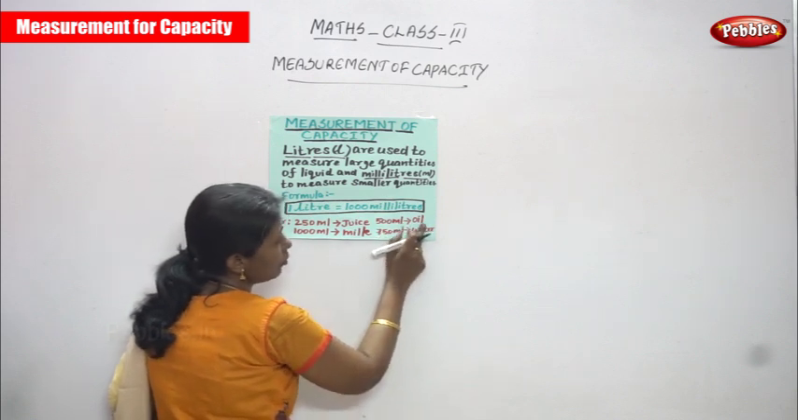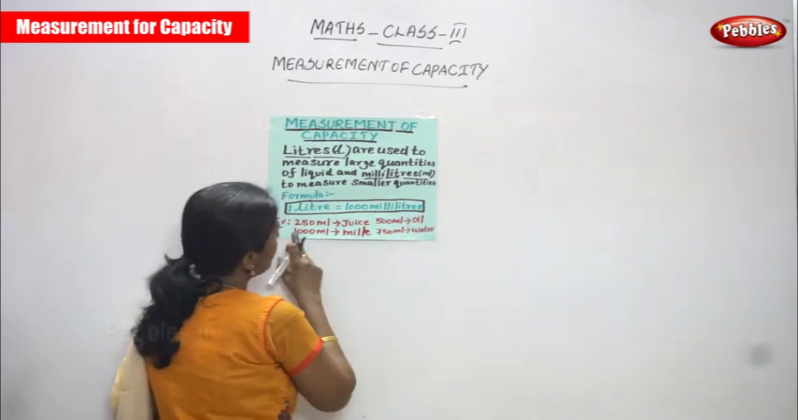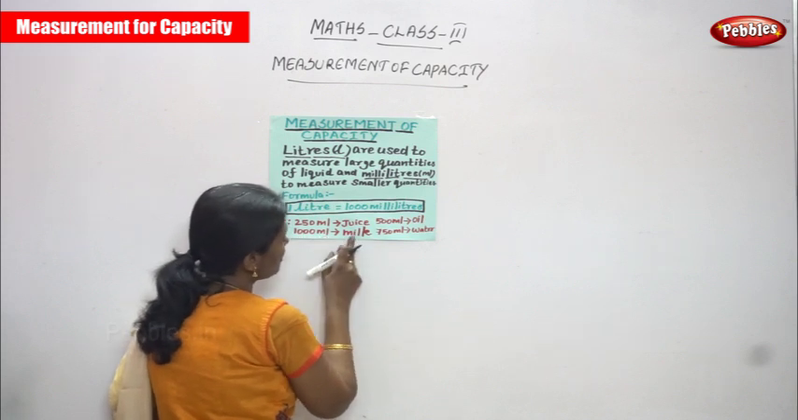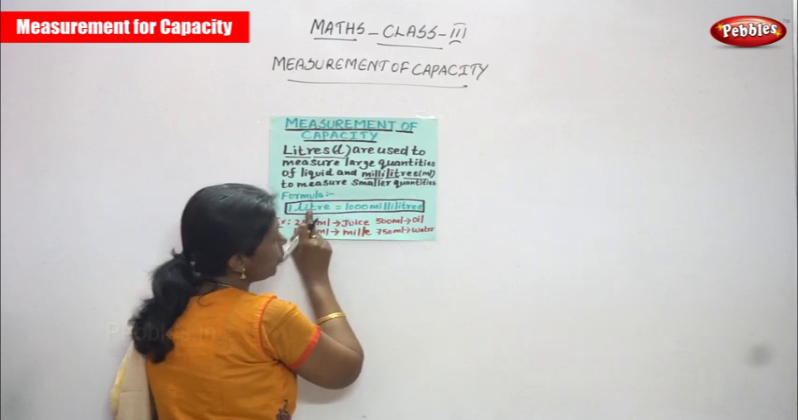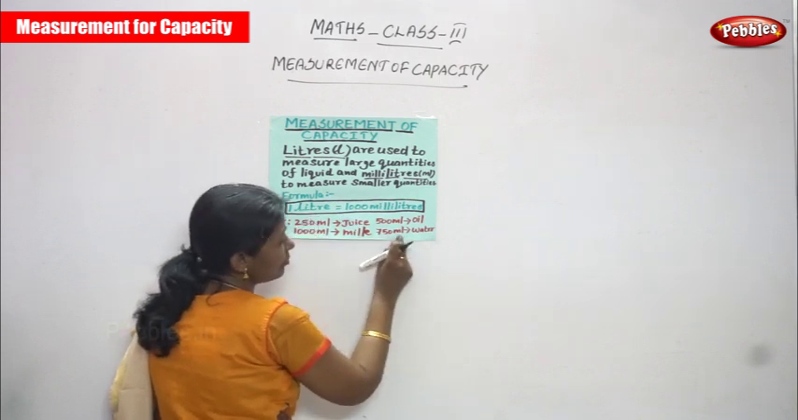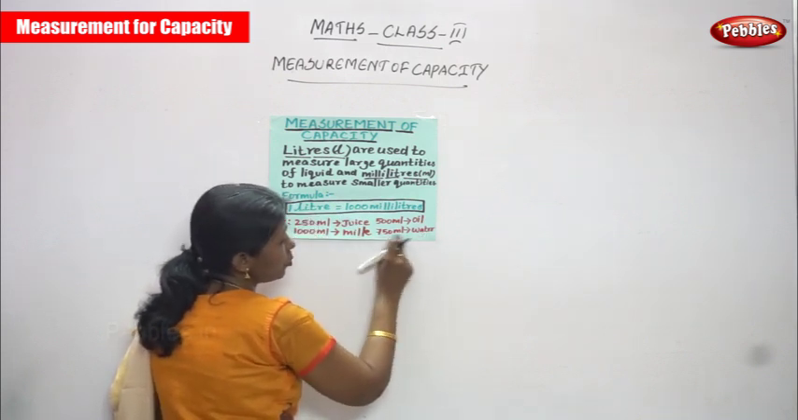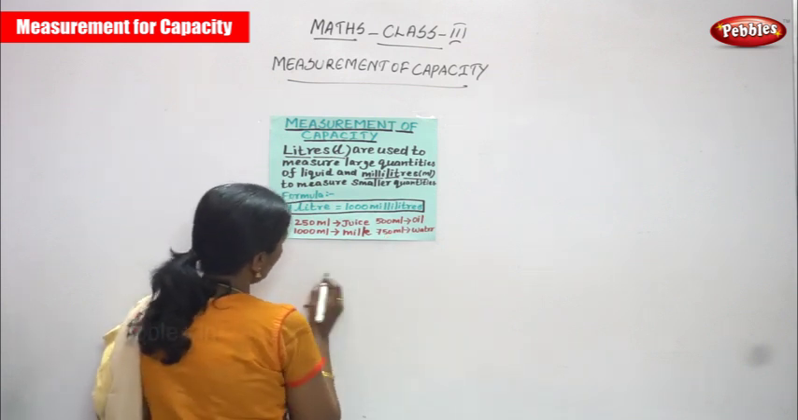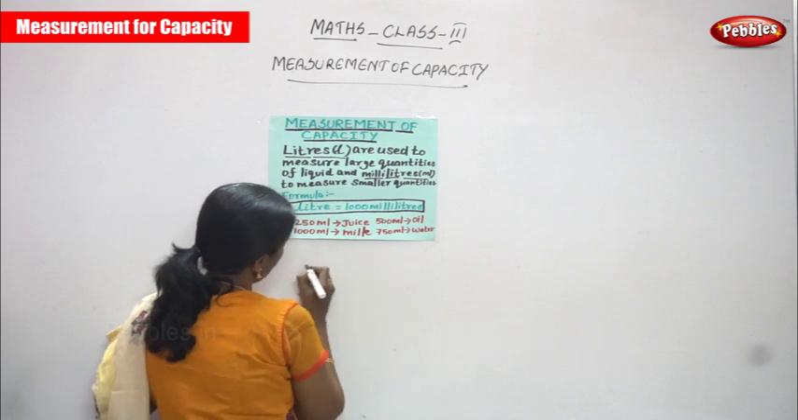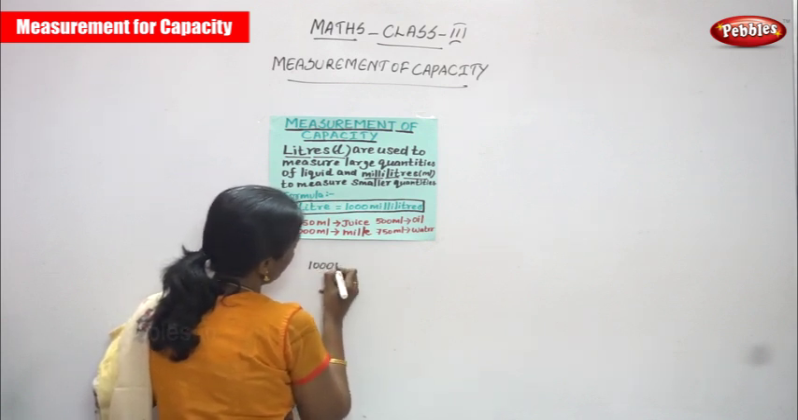Here 500 ml of oil is half a liter of oil. Here 1000 ml of milk is 1 liter of milk. 1000 ml is equal to 1 liter. And 750 ml of water. Okay, I just want to tell you that 1000 ml is equal to 1 L.